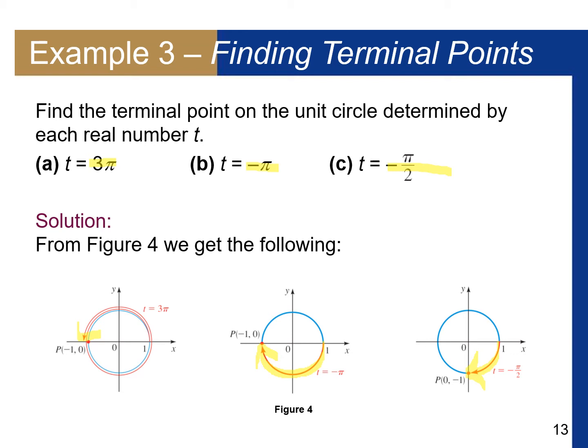Well, I would get 0, -1 if t were equal to 3 pi over 2, which is 270 degrees. It would also give me 0, -1. But in that case, I would be starting here and traveling counterclockwise all the way around to here. So there are several ways that you can get the same terminal points.